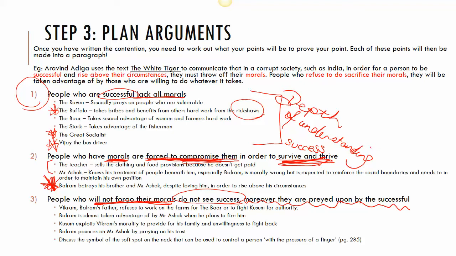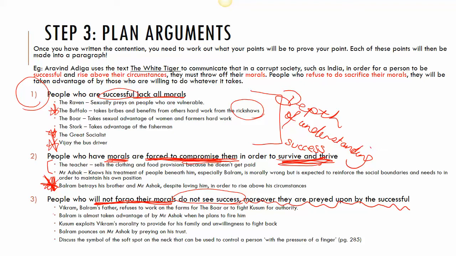The people that I'm going to use in this paragraph are Vikram, how he refuses to work on the farms for the boar and to fight Kusum for authority, and basically that's what gets him killed. Then my next paragraph is going to be about Balaram taking advantage of Mr. Ashok when he plans to fire him, and how he does that trust me to get him out of the car, and then he sees him kneeling down and looking really vulnerable, and he takes that opportunity to strike.